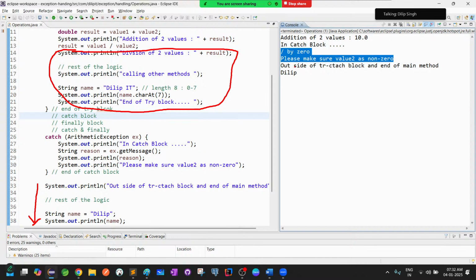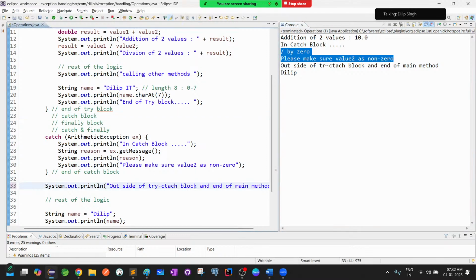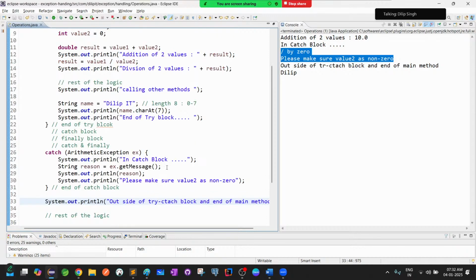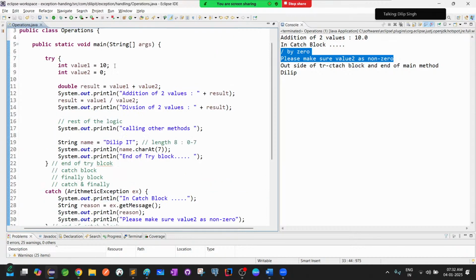Then it moves to the next, and you see outside of the try catch block, this line is executed, this is executed, this is executed, like that. So that is the beauty of exception handling. Now, my point is, okay, so that is clear.